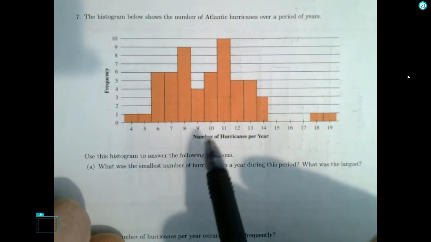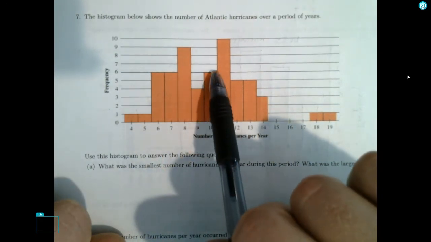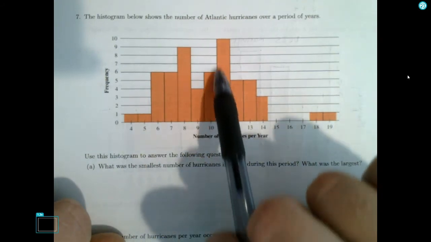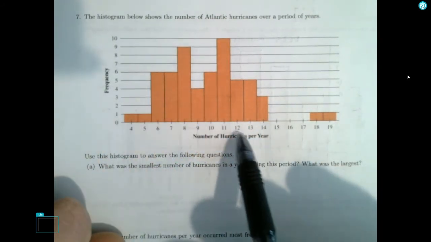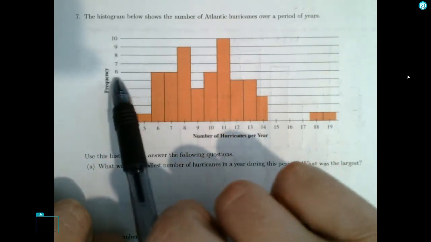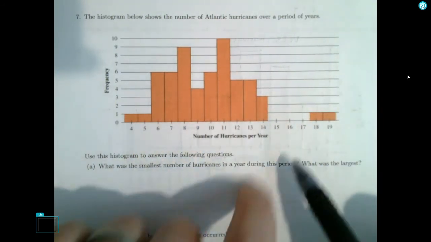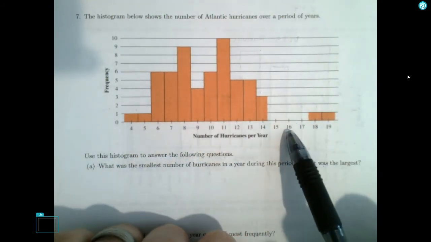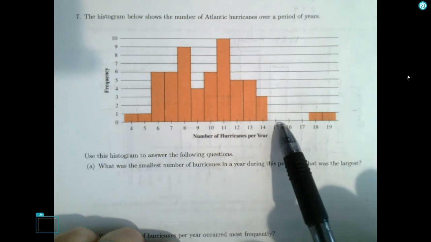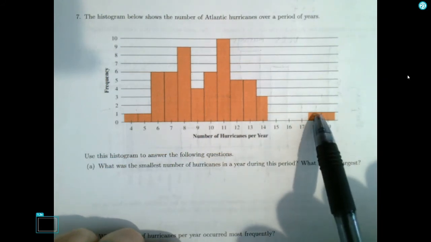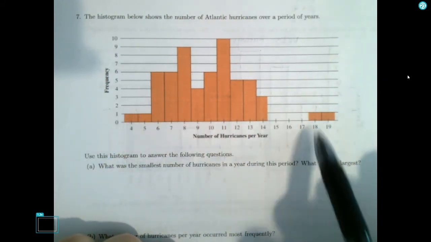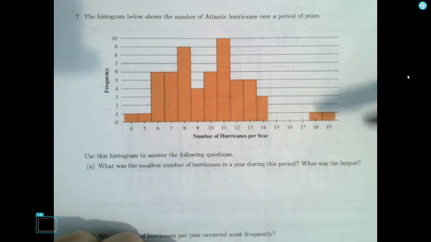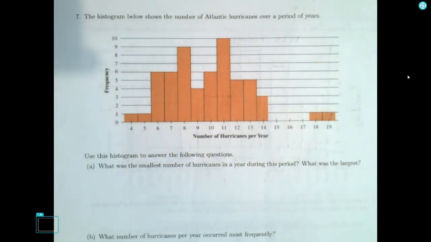So this is how you read the chart. There were 10 hurricanes in 6 of the years, 11 hurricanes in 10 years, 12 hurricanes in 5 of the years. There were 16 hurricanes in 0 of the years, right? And 18 hurricanes in 1 year. So that's kind of crazy, right? This year right here must have been a crazy year, 19 hurricanes that year.